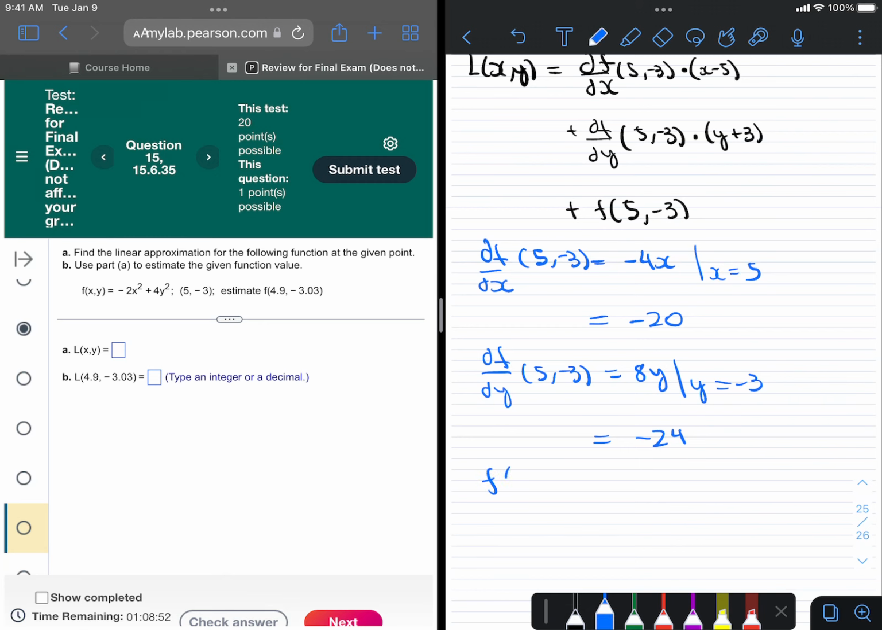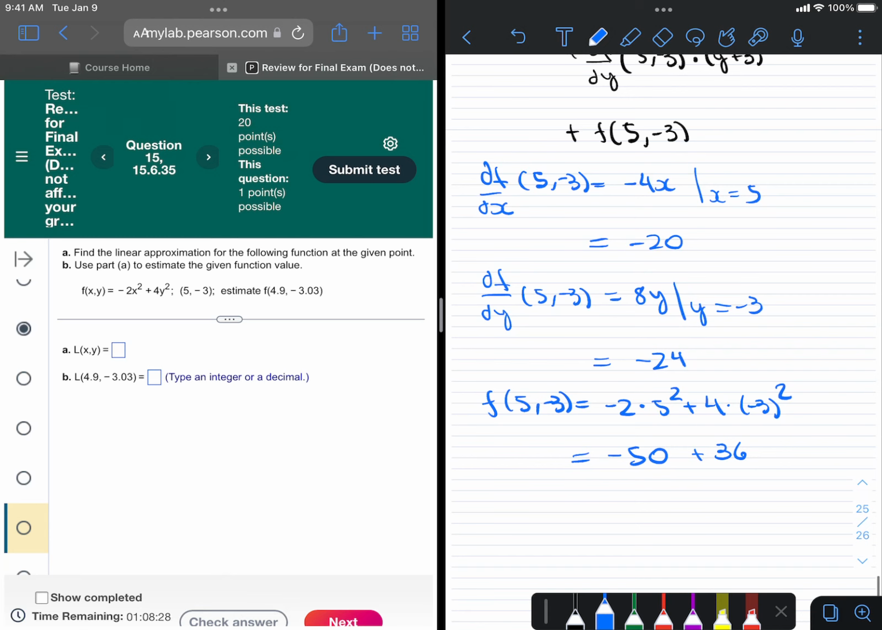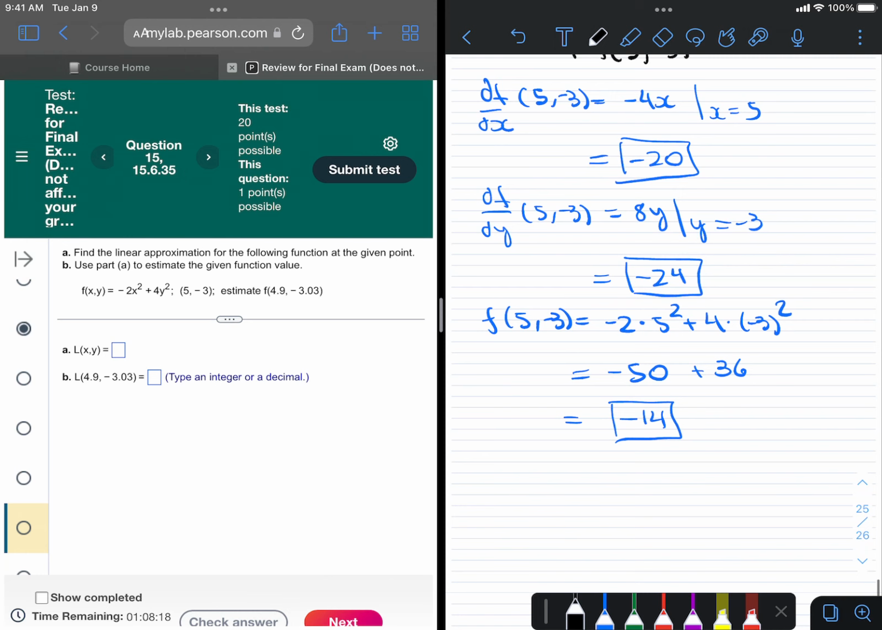So the last ingredient we need is f of 5 and negative 3. So that is something that's supposedly simple to calculate. So it's negative 2 times 5 squared plus 4 times negative 3 squared. So that's 25 times negative 2. It's negative 50. Plus 4 times 9, that's 36. So that would be negative 14, I think. Check my math, as the ideas are what matter here, not the numbers themselves.